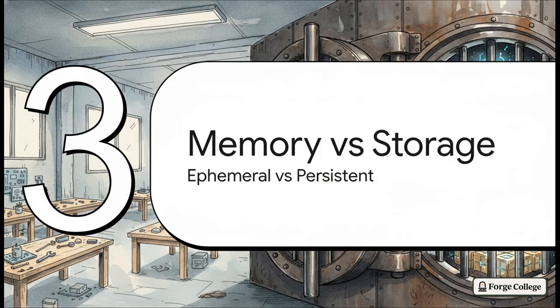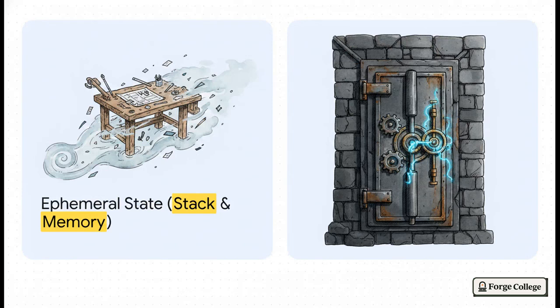Section 3. Memory versus persistent storage. Now, on this EVM factory floor, not all workspaces are created equal. There's actually a very clear divide. On one side, we have the ephemeral execution state, which includes the stack and memory. Think of this as your temporary workbench. As soon as the contract finishes executing, this space is wiped completely clean. Just poof, gone. On the flip side, we have the persistent state, or storage.